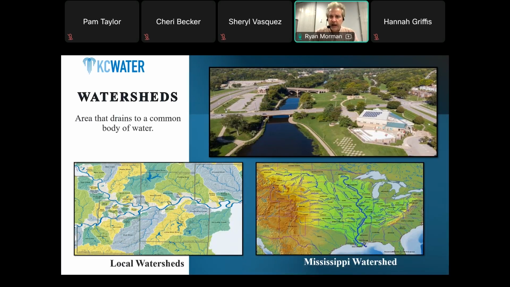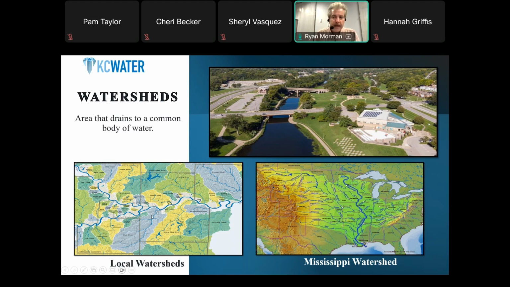And so one of the things we like to emphasize is the importance of watersheds. Because no matter where you are in the world, you are downstream from something. And so in Kansas City, over here, we have our local watersheds. And what this map you see right there, these are all of the creeks and small rivers in the Kansas City, Missouri region. Now, no matter how big or small, all of these creeks and small rivers are going to flow into the Missouri.